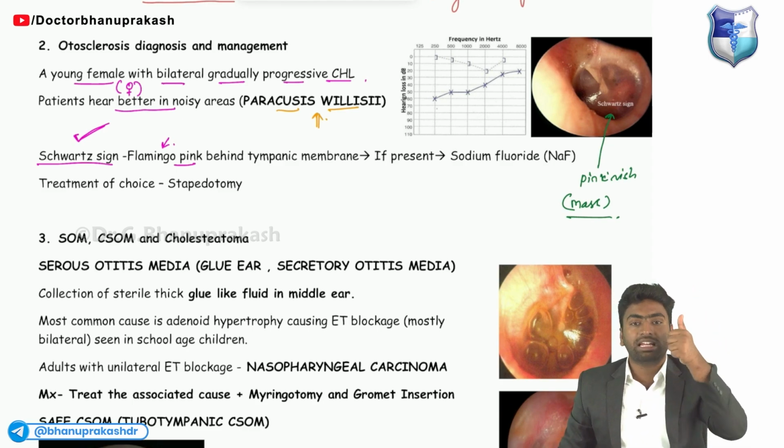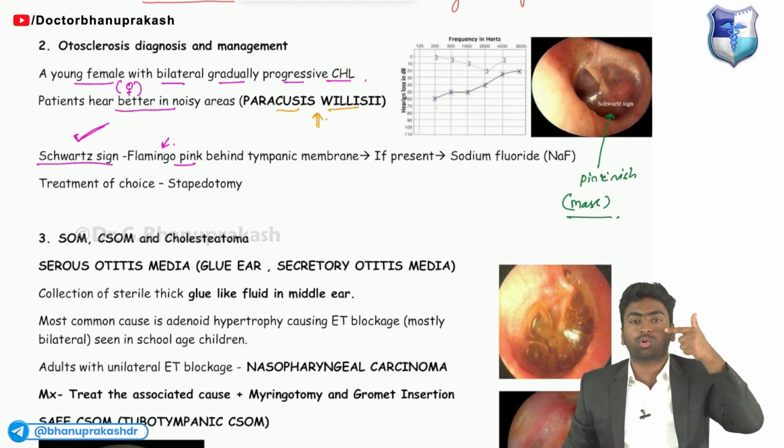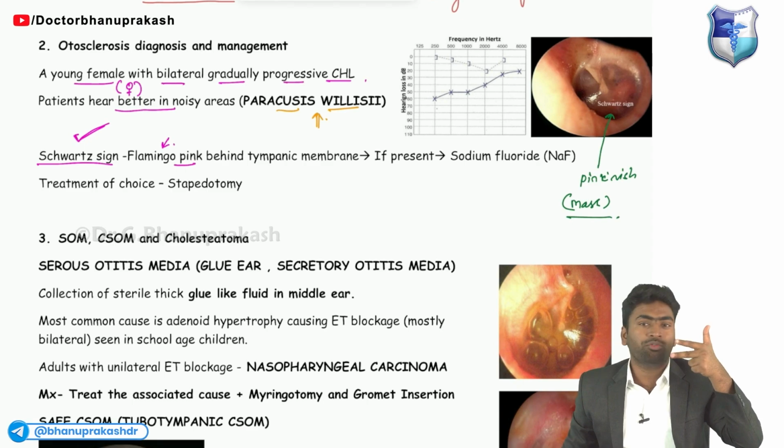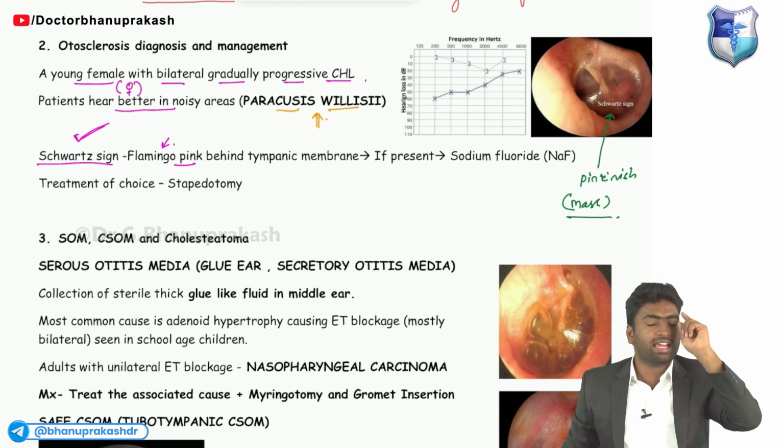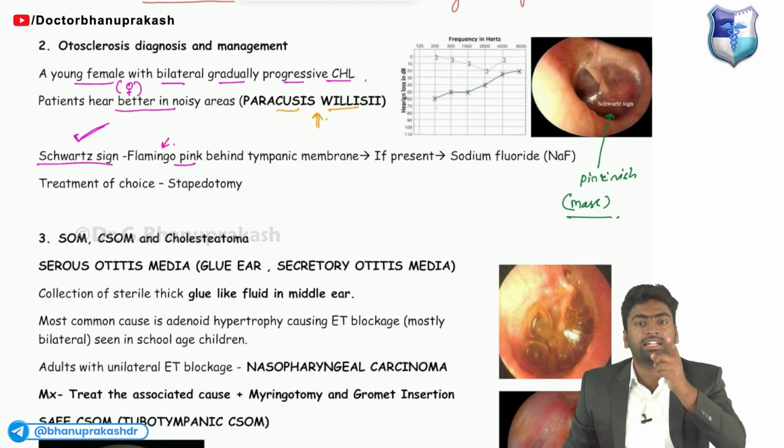So remember this much: if there is a diabetic female presenting with chronic ear discharge, and on examination you see the presence of granuloma, then you will diagnose this as malignant otitis externa.